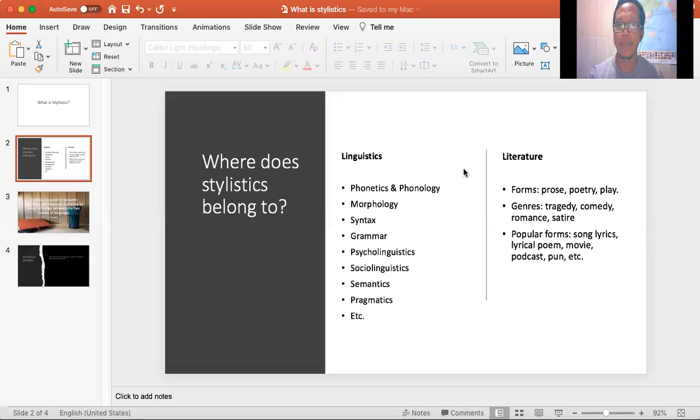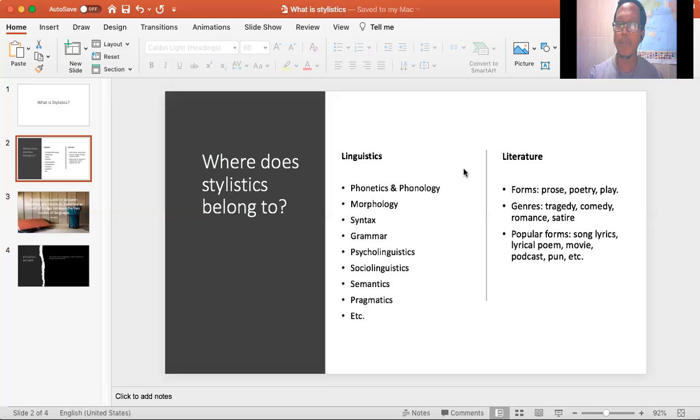Syntax, of course, the study of the structure of a sentence. Grammar, the study of the rules of language. Psycholinguistics, sociolinguistics, semantics, pragmatics, and others. Maybe it will also include semiotics to some point. Those are the branches in the study of linguistics, because they study the language itself or some parts of the language.